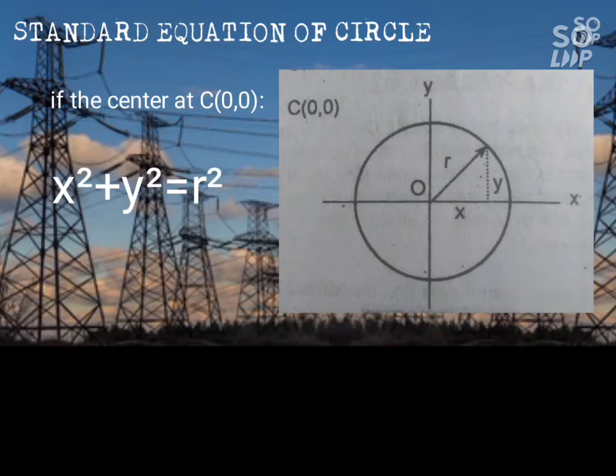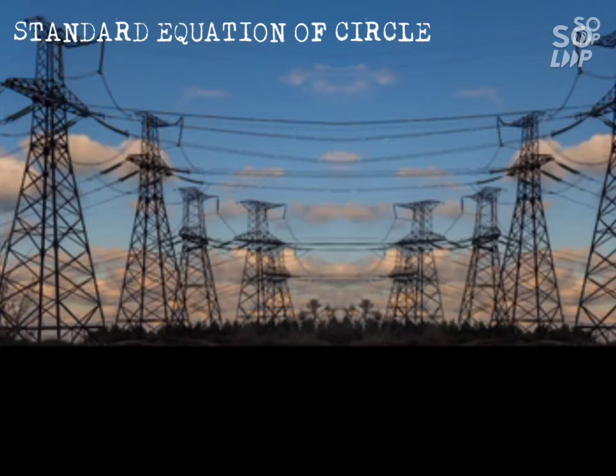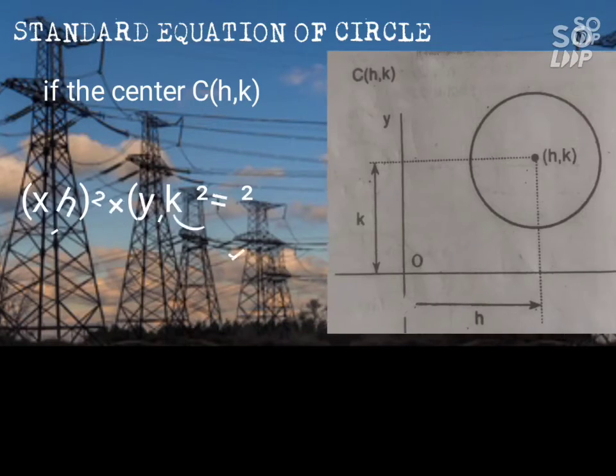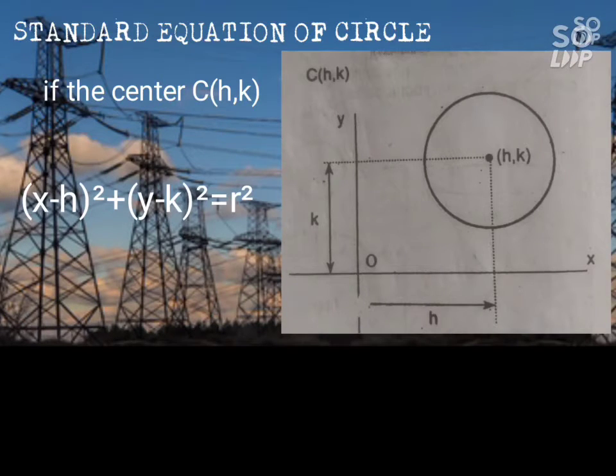The standard equation of a circle, if the center of the circle is at point (0, 0) or at the origin, then the formula is x squared plus y squared equals r squared. Standard equation of a circle, if the center of a circle is at point (h, k), then the formula is (x minus h) squared plus (y minus k) squared equals r squared.